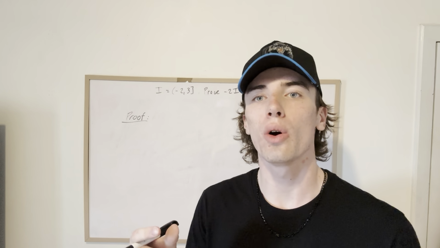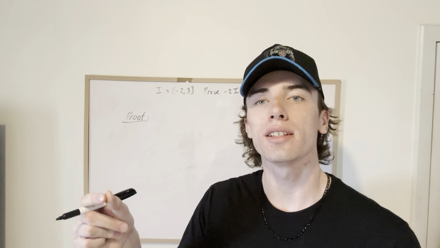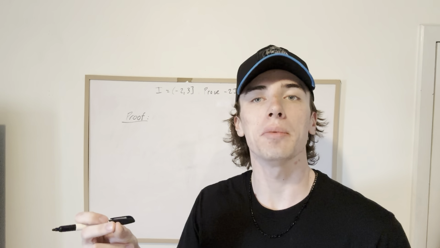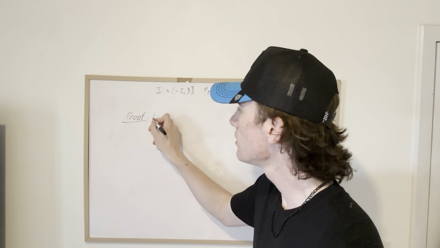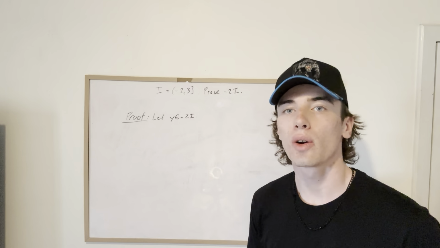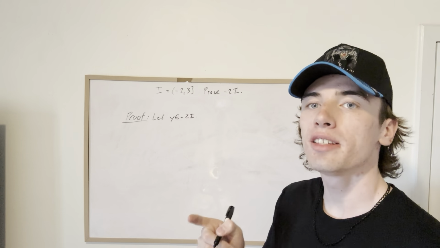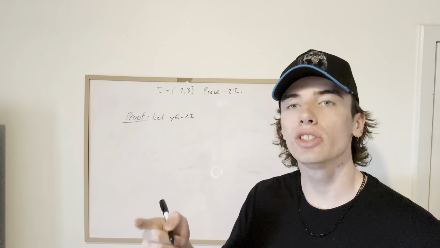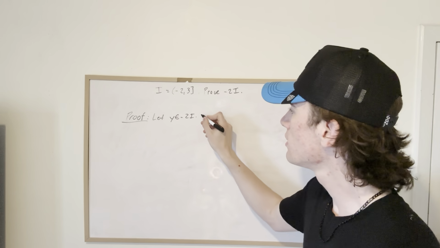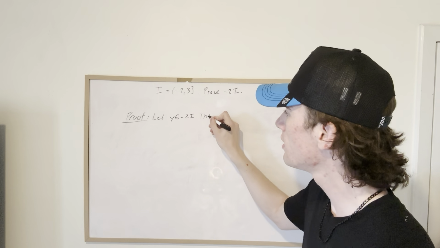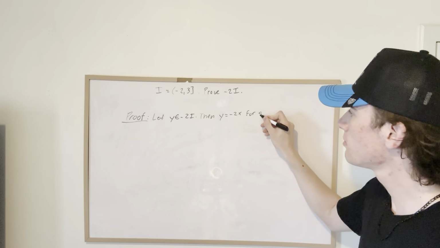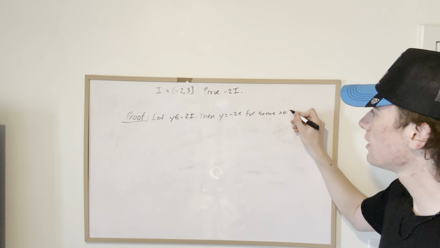Proof. Whenever you want to show that -2I is a subset of another interval, you start with an element in -2I. I'm going to call that element y. So I'm going to say, let y be in -2I. Okay? What does this mean? This means that y equals -2x for some x in the interval I.